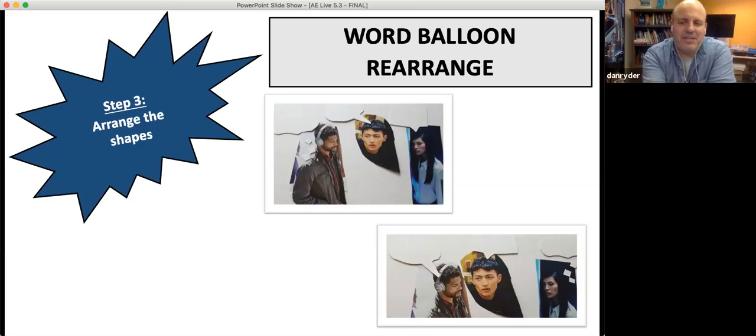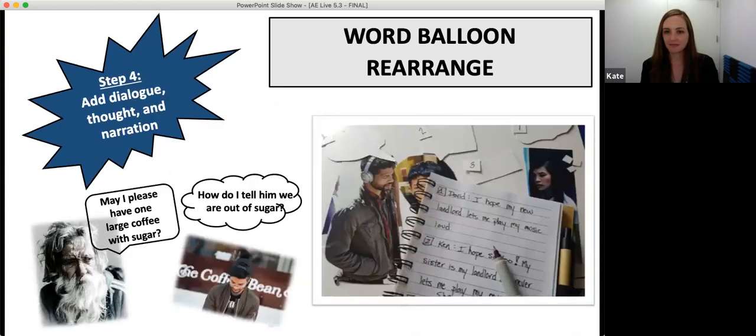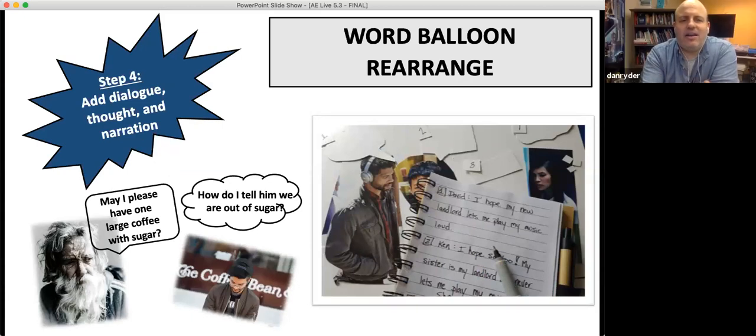And with something like this, you can do that really easily without needing to find new materials. You've got it all there ready for you. So you arrange the shapes, and then in step 4, you add dialogue and thoughts and narration. So there on the right, you can see where I went through and I numbered the bubbles, 1, 2, 3, and 4. And then I wrote the dialogue of what's being said between those characters, right?